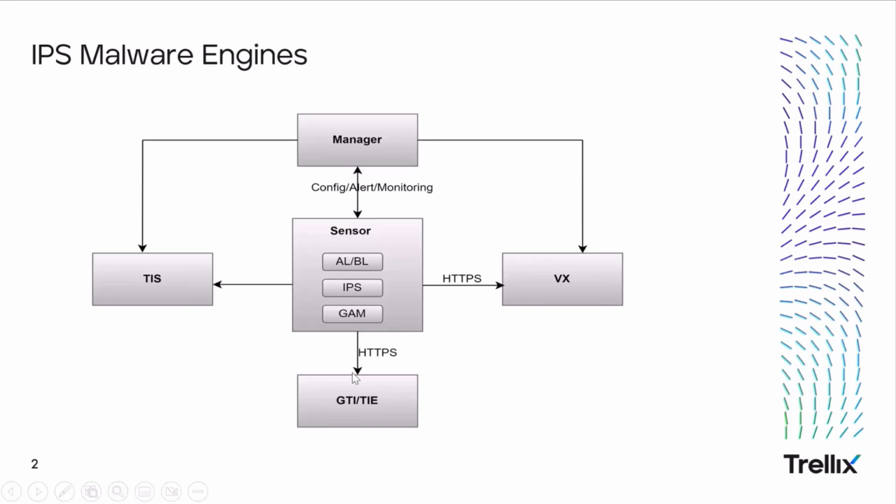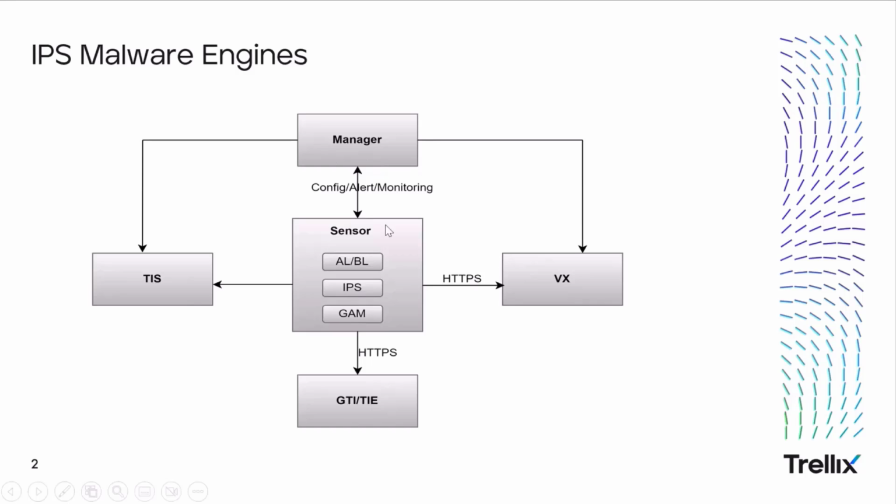If you want to further classify them, we can say ALBL and GTA are hash-based engines which use the MD5 sum, whereas TIS, IPS and GAM are file-based engines. Coming to the VX, VX will support both hash-based lookup and file-based lookup. For hash-based lookup, it uses the SHA-256.